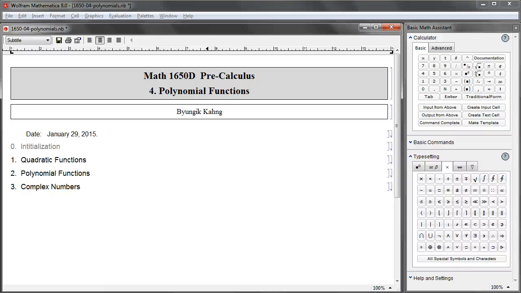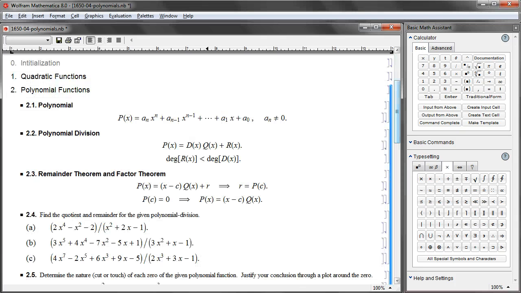In the previous video, we defined polynomial functions and talked about some important terminologies, important lingos.